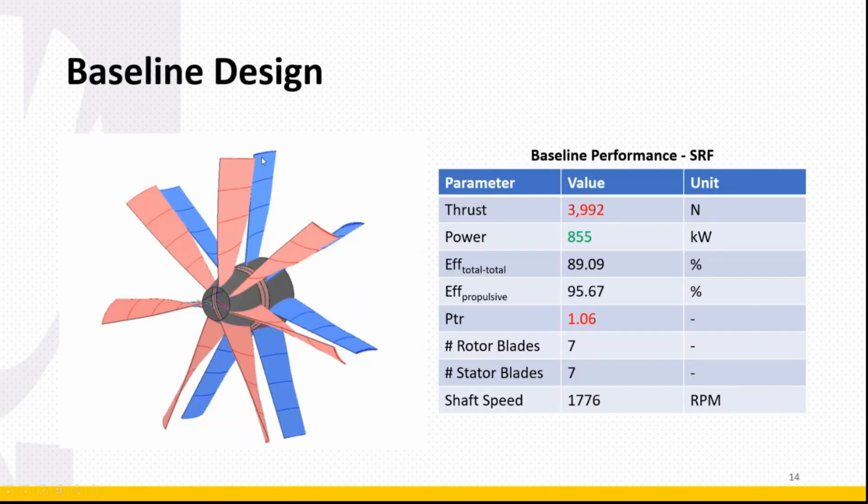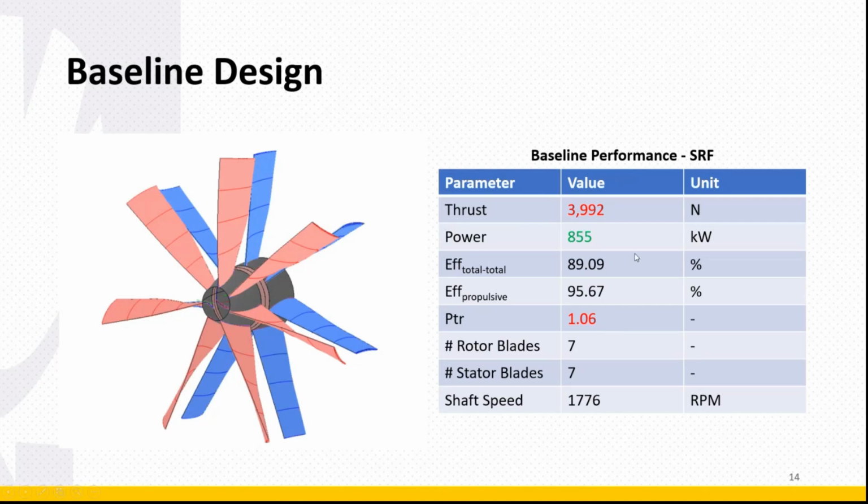So here's an image of the baseline design. This was rendered within AxSTREAM in its 3D viewer. And over here on the right is a table of some of its performance metrics. So as to be expected, since it has such a limited power available to it, it only makes about 4 kilonewtons thrust, which is way under what is required. Additionally, the total pressure ratio, PTR, is pretty low, but that's to be expected since so little work is being done on the flow.